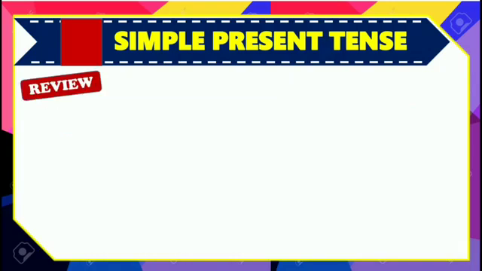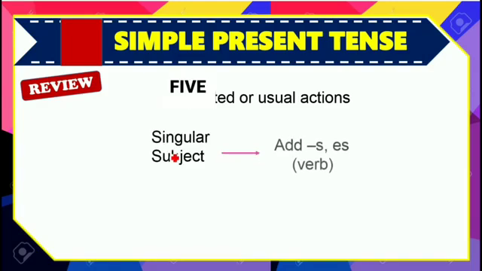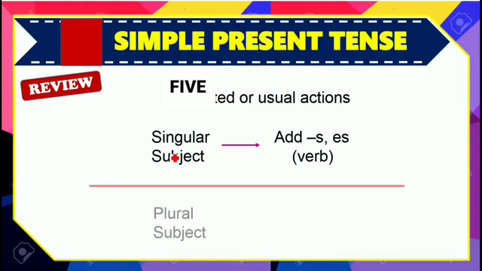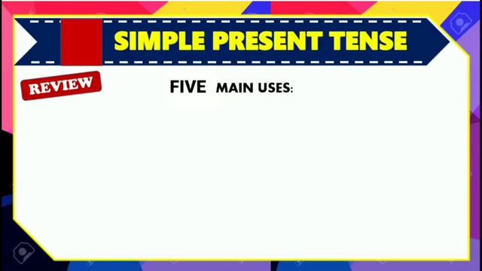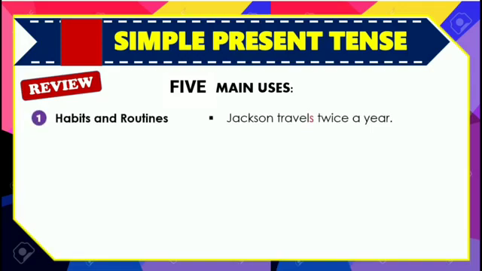Alright, let's have a review. Again, we use simple present tense when we talk about actions that are repeated or that are usual. When you have a singular subject, all you need to do is to add an S or an ES to your verb. If you have a plural subject, you need to use the base form of the verb. We also talked about the main uses of simple present tense, that is to talk about habits or routines. For example, Jackson travels twice a year, so it's his habit to travel twice a year.